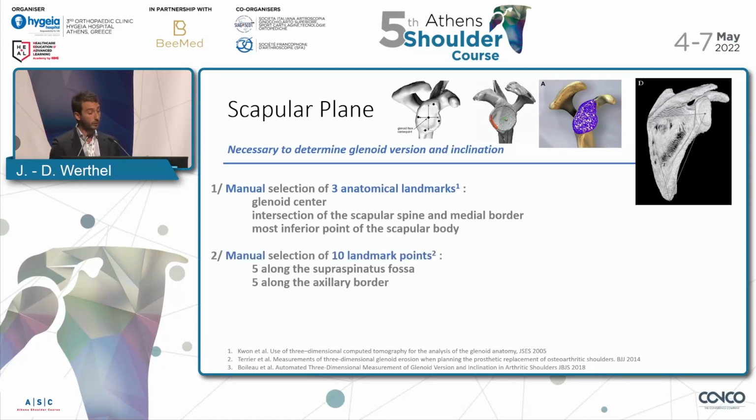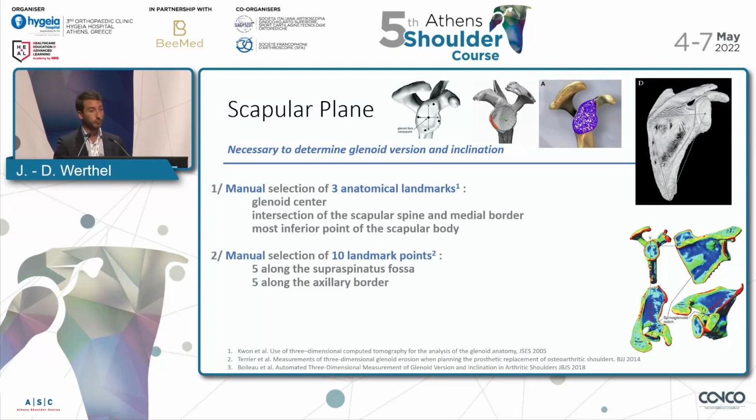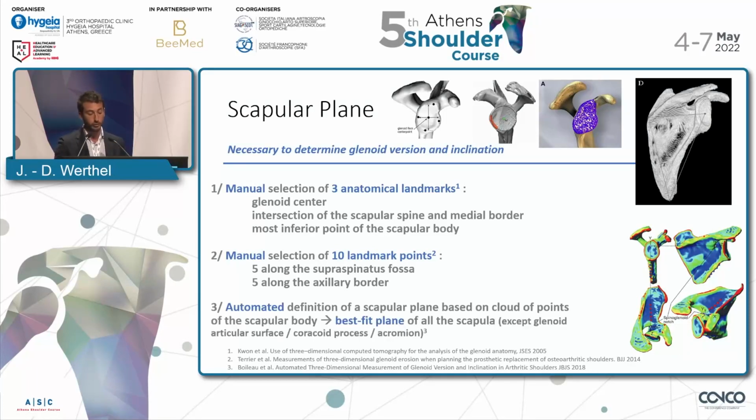You can either also select manually 10 landmark points that are different from these 3. This has been described by a team in Lausanne, and you can choose 5 points from the supraspinatus fossa and 5 points from the axillary border of the scapula. And these points have been found to be quite reliable and reproducible, and this helps you to determine the plane of the scapula. Or you can use a completely automated method.